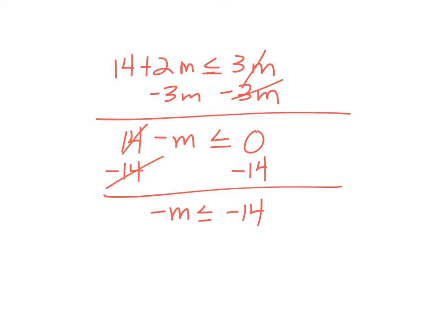What am I going to do to finish? Divide by negative 1. Now there I am dividing both sides by a negative. So the sign has to flip. Usually the way that we show that is to circle it and point it back the other direction. And so we end up with m is greater than or equal to 14.